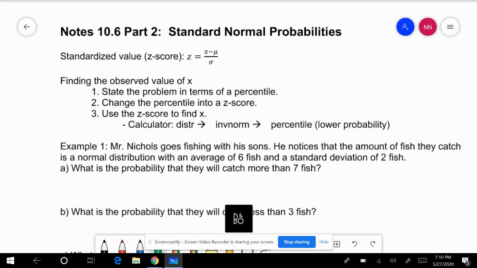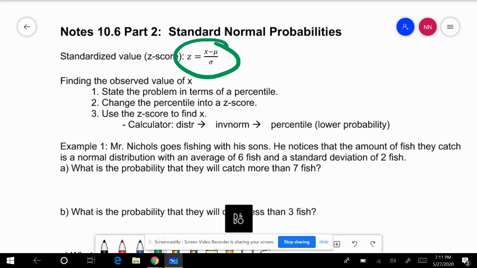We're going to continue with standard normal probabilities, or the normal distribution curve. We're going to be working with our standardized values, or our z-score. Remember, z is equal to x minus the mean divided by the standard deviation. We're going to do a little bit of review from yesterday, and we're going to look at some new stuff.